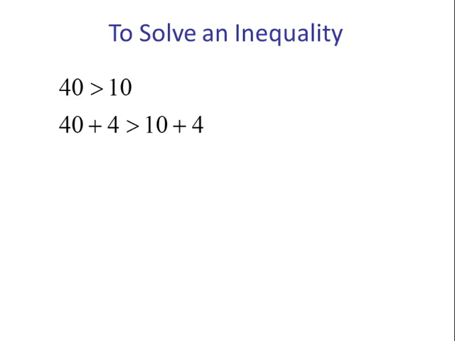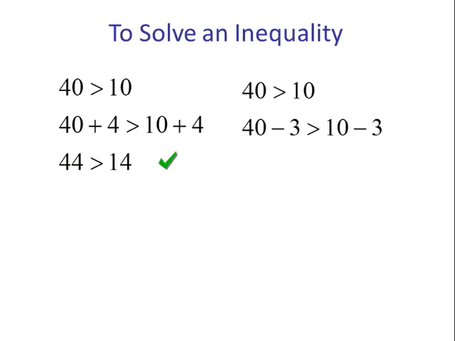Now, if we add 4 to both sides of the inequality, we now have 44 is greater than 14. Well, this is still a true statement. So let's take that true statement, 40 is greater than 10, and this time let's subtract 3 from both sides. Well, we end up with 37 is greater than 7. This is still a true statement. So we can add any number or subtract any number to both sides of an inequality and we are still left with a true statement.